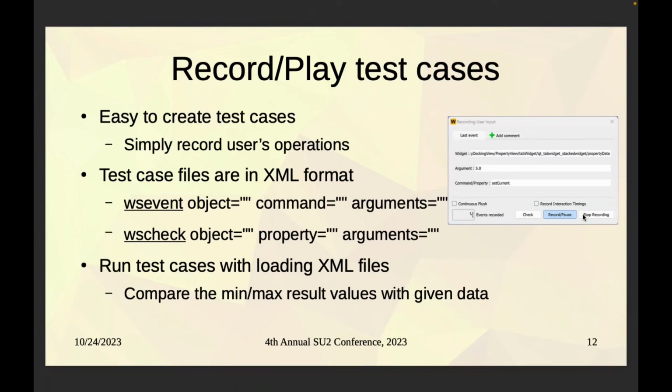Creating test cases is very straightforward. Users can directly create test cases by recording GUI actions. After recording, they can remove some unnecessary steps and save the file as a test case file. All the test files are in readable XML format. The primary keywords are WS event for driving the operations, and WS check for checking values. In terms of verification, you can compare the maximum and minimum values of the contour result with a given reference.